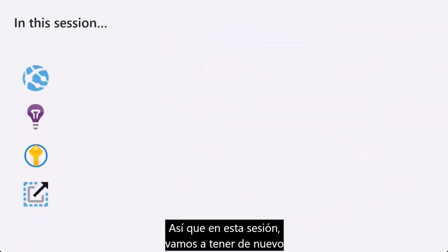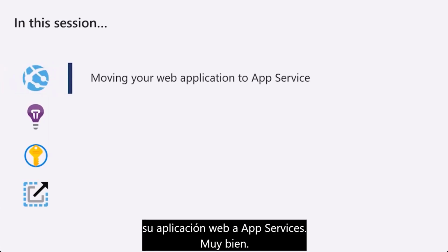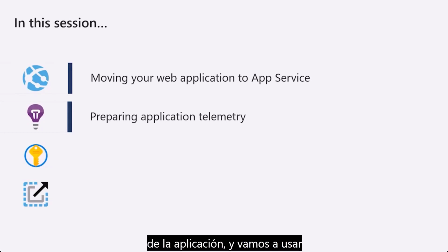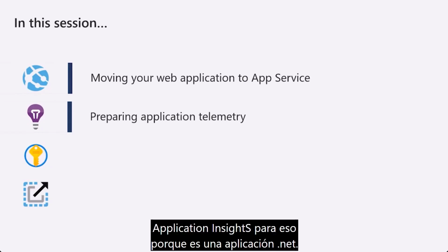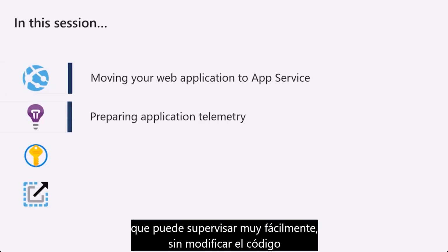So in this session, we are going to have, again, a few phases and a few components. First of all, we are going to do the actual move, moving your web application to app services, all right? We are going to show you, once it is moved, how you can configure application telemetry. And we are going to use Application Insights for that, because it's a .NET application. Insights works also with JavaScript applications, with Java applications, etc. In .NET, you have really a lot of features that you can monitor very easily without modifying your code.